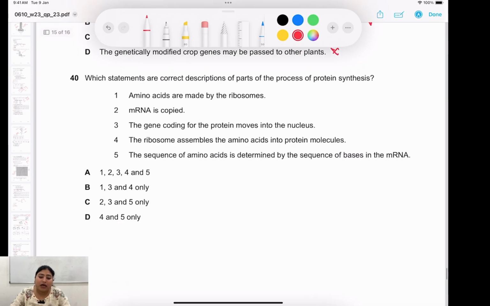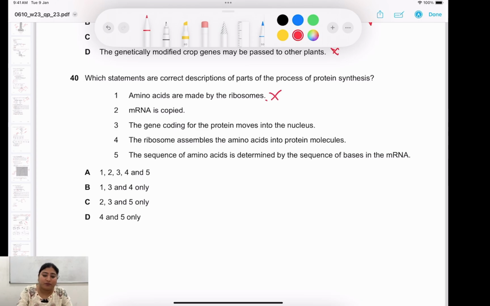Which statements are correct descriptions of the parts of the process of protein synthesis? Now trust me, many of you will find this question a little difficult to solve. Let's do it step by step. So, amino acids are made by ribosomes. Half of you will say yes, but the answer here is no. Amino acids are not made on ribosomes. Amino acids are transported to the ribosomes for protein synthesis.